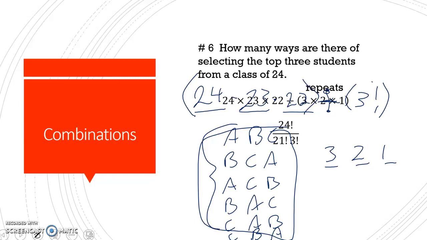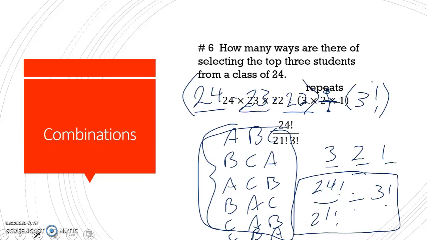Well, that's the same thing as this. I can take 24 factorial divided by 21 factorial. That's the same thing as 24 times 23 times 22, but then I want to divide that by 3 factorial. Another way of writing this expression is 24 factorial over 21 factorial, multiplied by the reciprocal, 1 over 3 factorial. That means the top would be 24 factorial and the bottom would be 21 factorial times 3 factorial, which is what you see here.